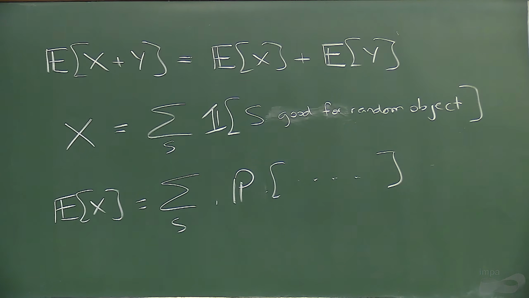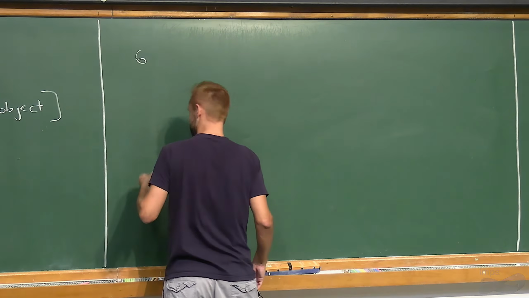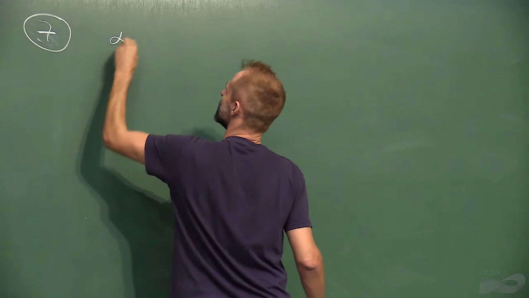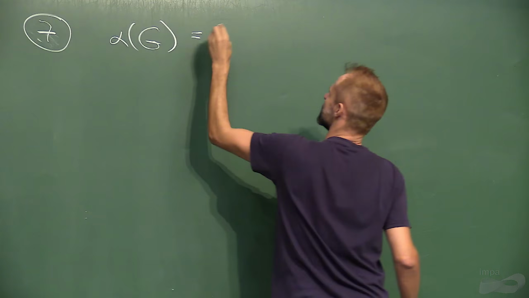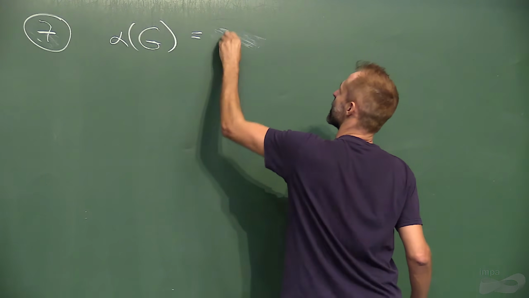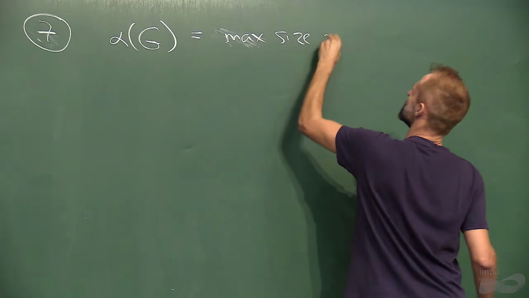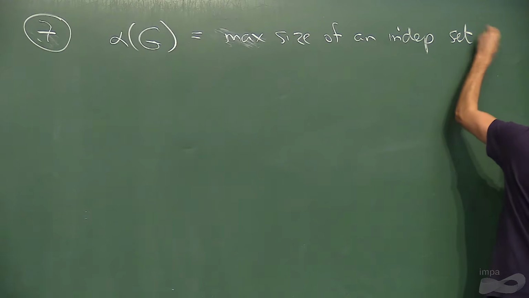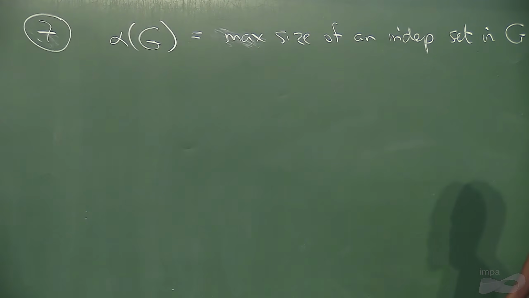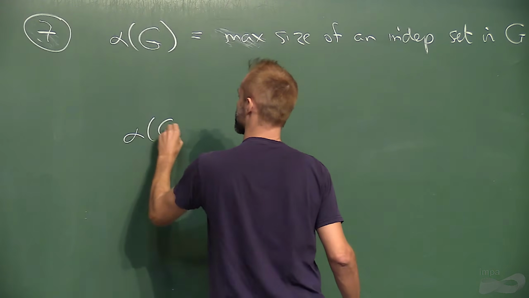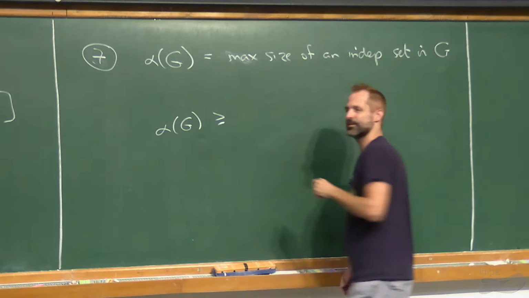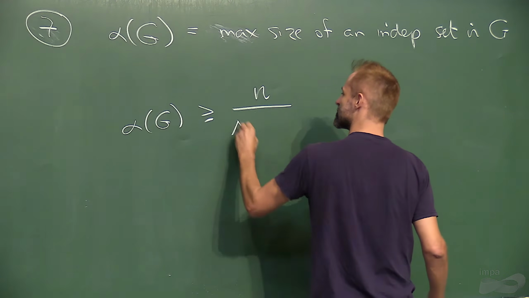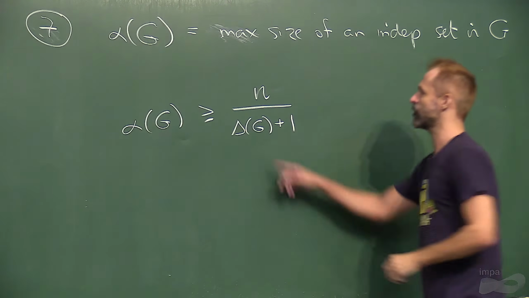Okay, so here is a problem. I think it's maybe problem 6. Well, let's move up to 7, actually. So, alpha of G is the max size of an independent set in a graph G. Okay, let's do a simple exercise first. Who can show me why alpha is at least n over the maximum degree plus 1?